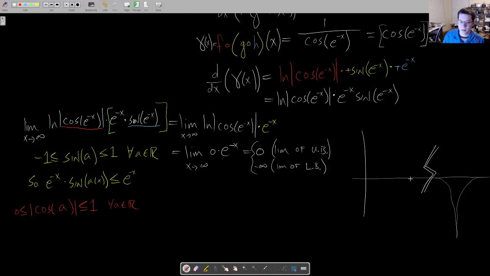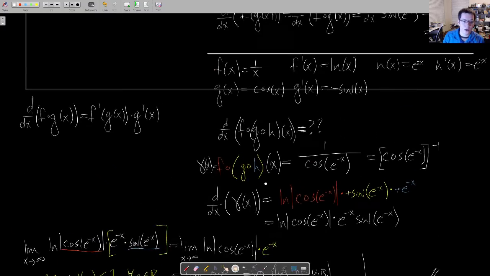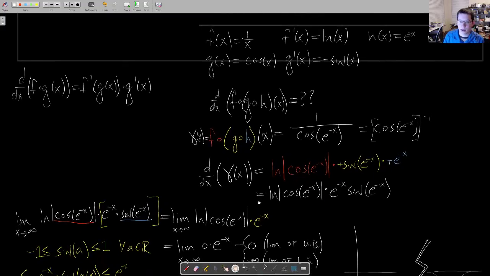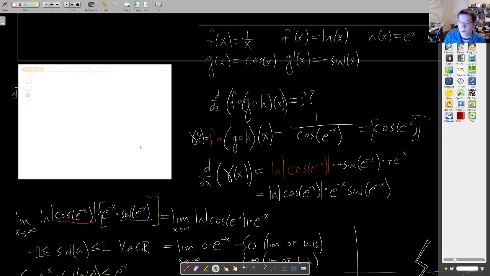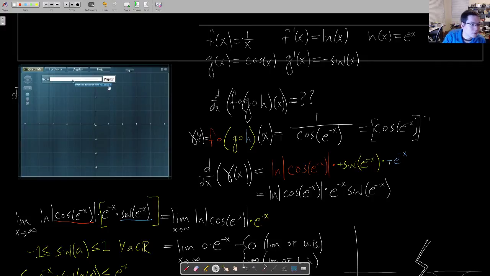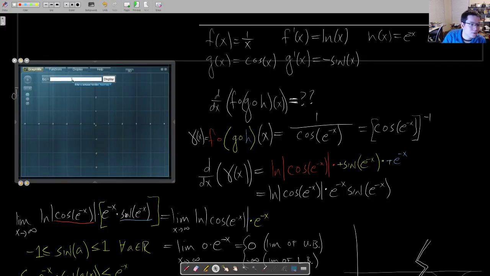I was going to put the graph in here, but that's not going to work. We can do the graph of the original function though, which is the one that I spent that time trying to make work the way I wanted it to. This one. Here we go. And so this one is going to be 1 divided by the cosine of e to the negative x.